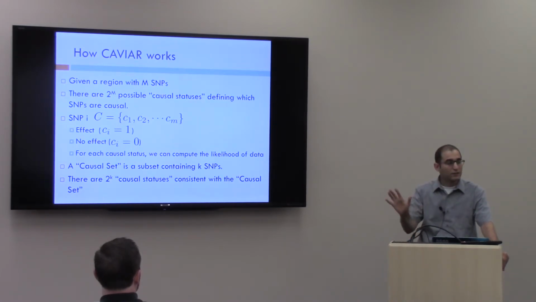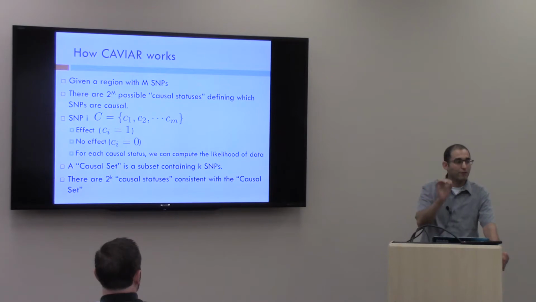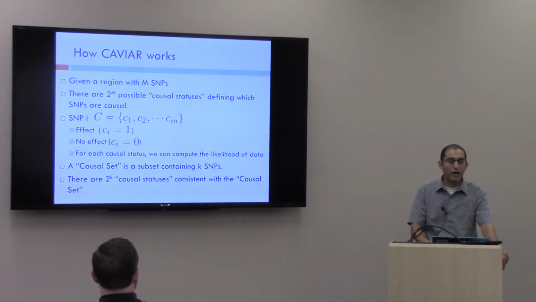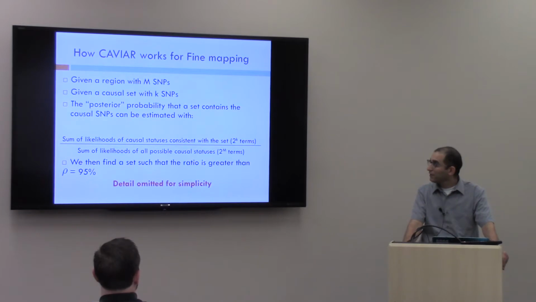Now, for now, let's assume we can compute the likelihood of every causal status for a region. Then what we define is a concept of a causal set. A causal set is a subset of the SNPs that you have. For now, let's say this causal set size is K. So there are 2 to the K possible causal statuses for that causal set. Now, we can actually compute some probability. Given a region with M SNPs and a set of size K, what's the posterior probability that this set can capture all the causal variants?